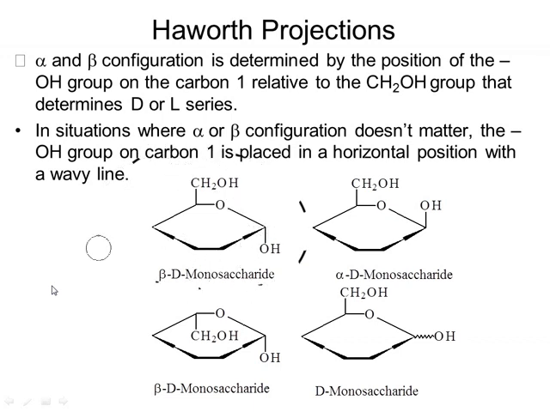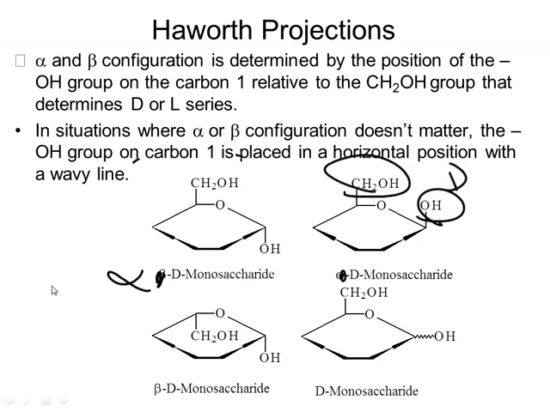Wait, not beta. I did this wrong, didn't I? I'm going to have to relabel these. This is alpha D monosaccharide. Here, this is still D, but they're on the same side, so this is beta D monosaccharide. My goodness. Here, this is all messed up.